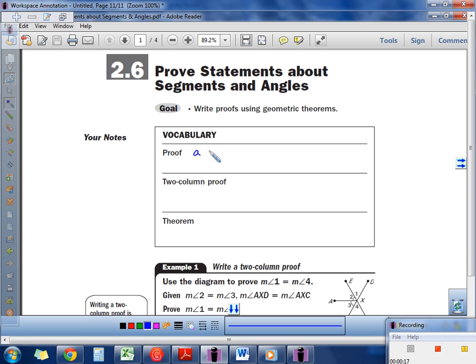A logical argument. I like that better. That shows what is true? It shows a statement is true.